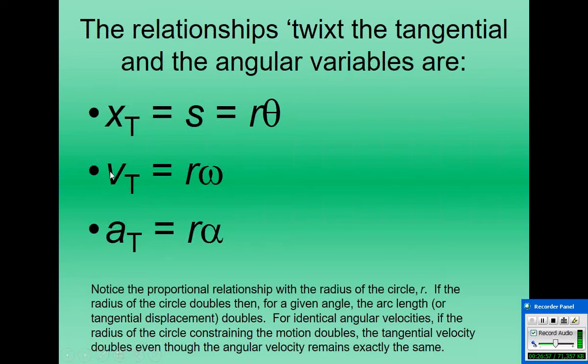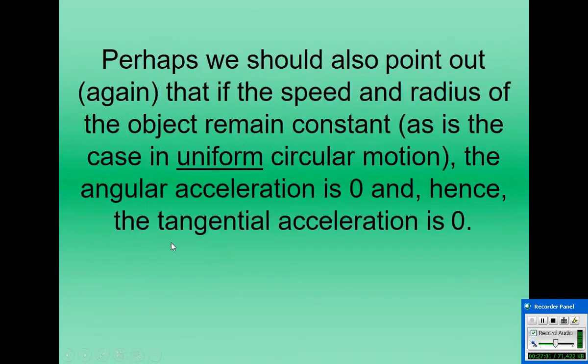When you look at your speedometer, you're seeing your tangential velocity. Again, a reminder, uniform circular motion means you're not speeding up. It means that your tangential velocity is staying constant. That means your tangential acceleration and your angular acceleration are both zero.